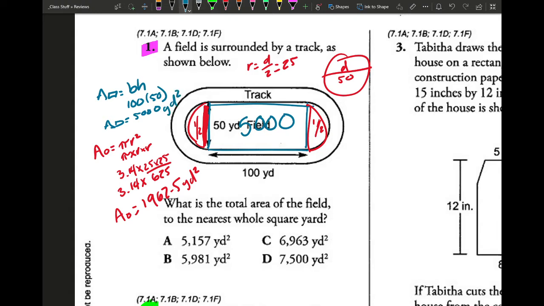And all we have to do now is what? Combine the area. How do we combine it? We add this and this, add them up, and you get 6,962.5. What does that say? Nearest whole square yard. So my answer has to be what? C. Any questions so far?